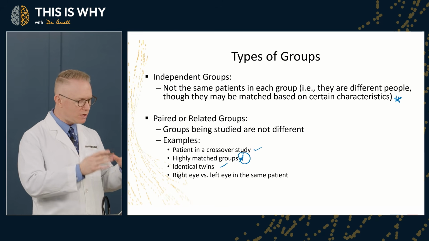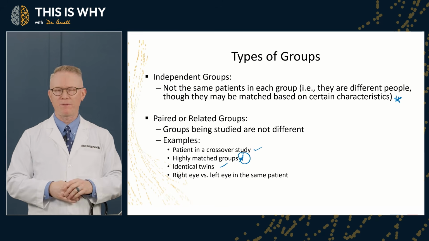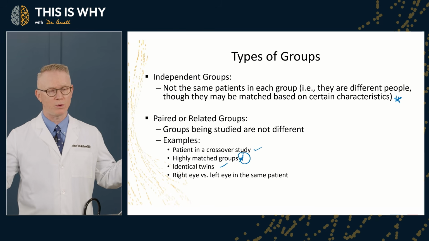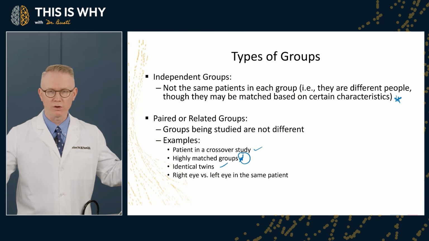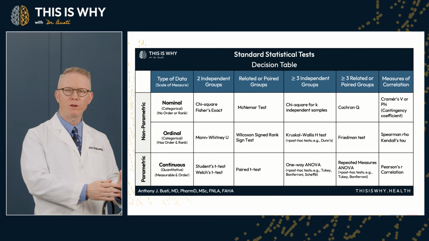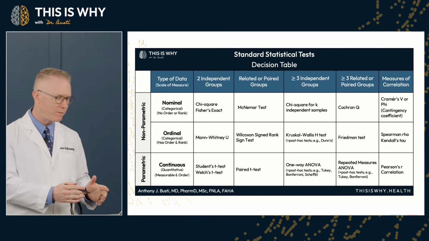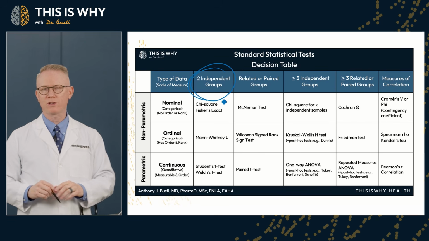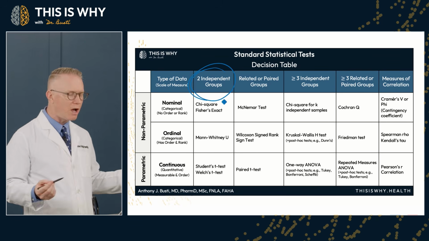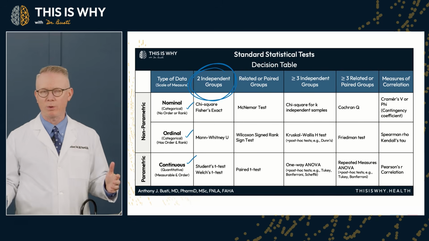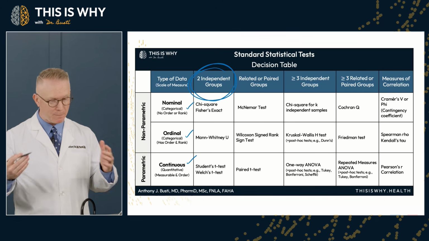So it's important that you define for that. But if they say this is a randomized controlled trial, that right out of the gate tells you, and there's only 2 groups, you have 2 independent groups. And you know what column you're in on the decision table. You're right here in a typical randomized controlled trial of 2 groups. That's the column you're in. You just now need to discern what type of data variable is the endpoint, the dependent variable.